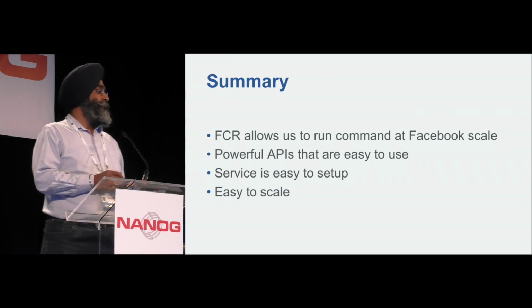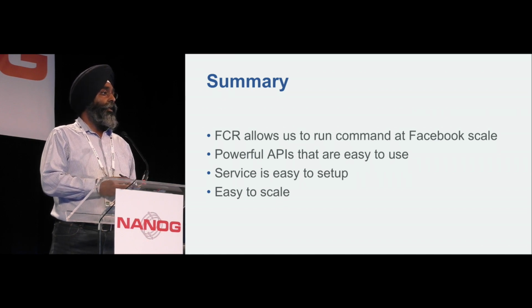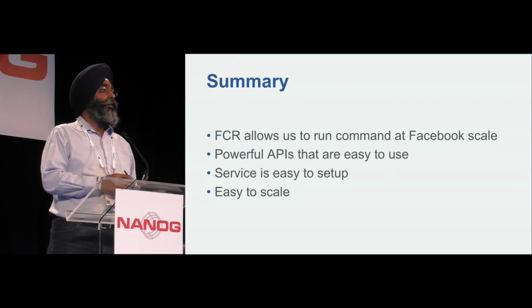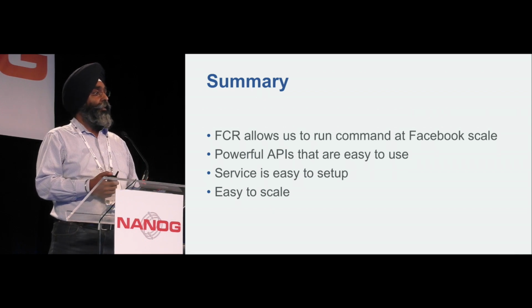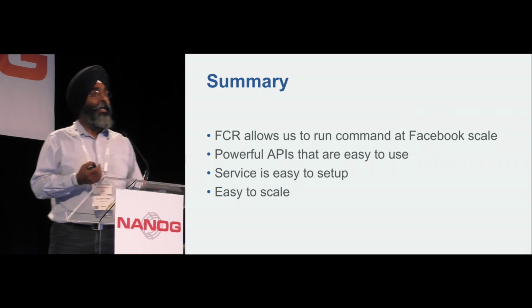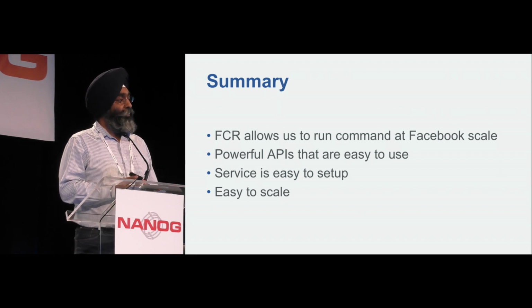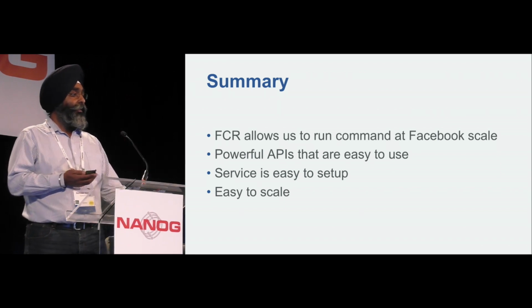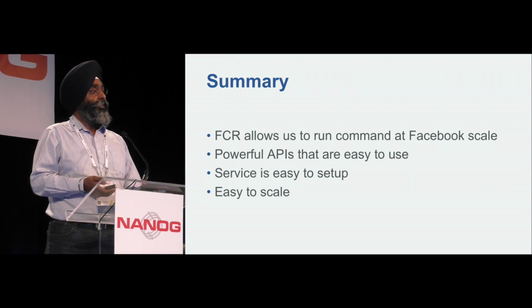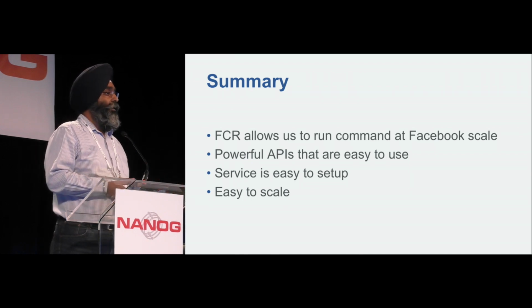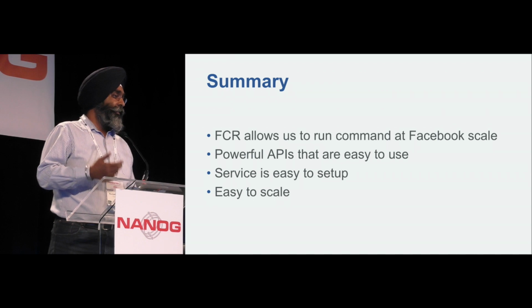To summarize, the FCS service allows us to run commands at Facebook scale. We are continuously running thousands of commands on our network devices and collecting information from them. It allows us to keep our network operational and react to changes happening in the network in a timely manner. The APIs are powerful and easy to use. You can easily scale your scripts using these APIs without needing to worry about creating threads, managing connections, running out of file descriptors, things like that.